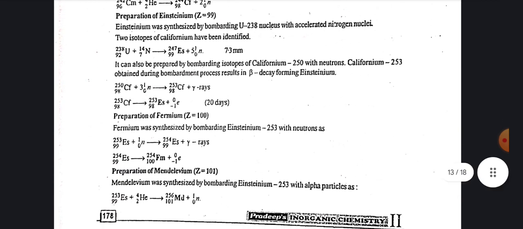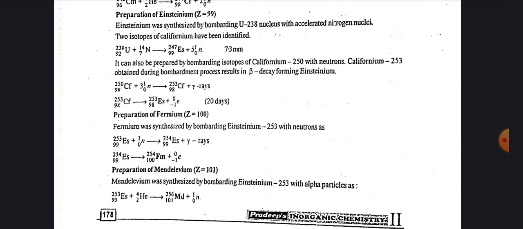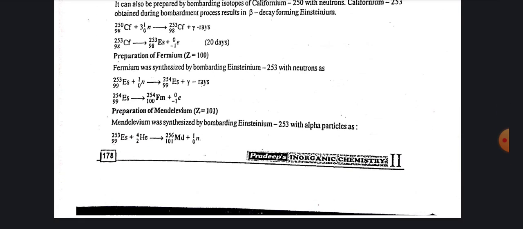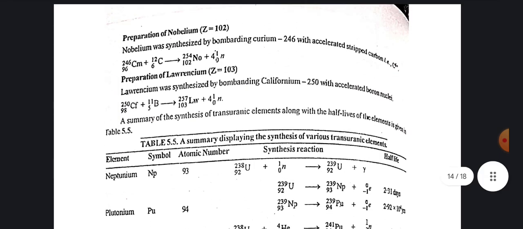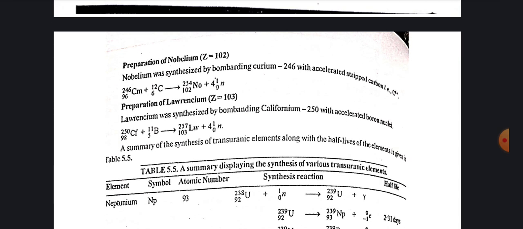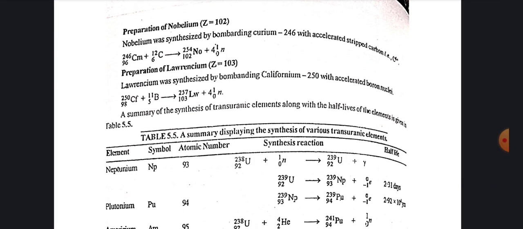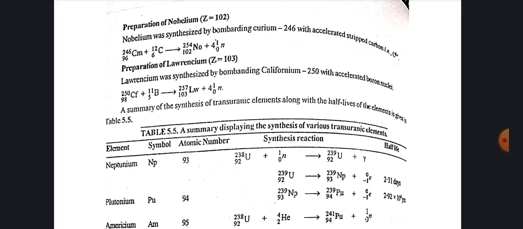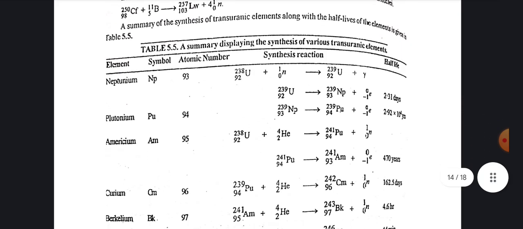Preparation of fermium: fermium was synthesized by bombarding einsteinium-253 with neutrons. Preparation of mendelevium: mendelevium was synthesized by bombarding einsteinium-253 with alpha particles. Preparation of nobelium: nobelium was synthesized by bombarding curium-246 with accelerated carbon nuclei. Preparation of lawrencium: lawrencium was synthesized by bombarding californium-250 with accelerated boron nuclei.